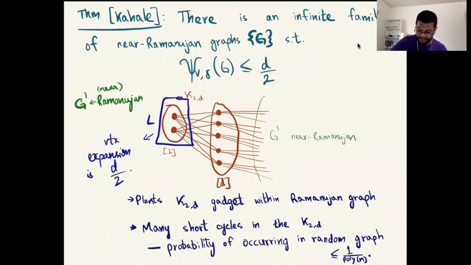So now, what is it about this example that's different from a random graph? And it's the fact that actually this K2D structure has many short cycles within. So the probability of such a structure occurring within a random graph is really small. It's 1 over polynomial in n.